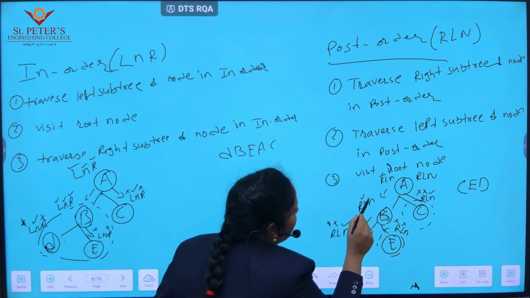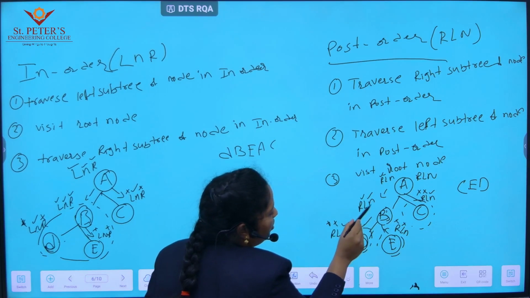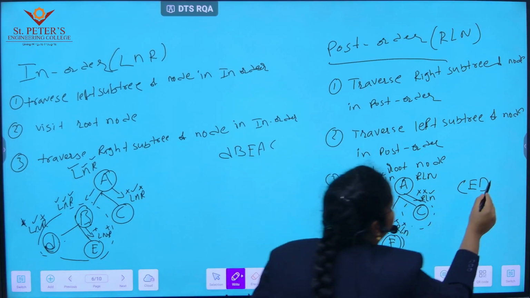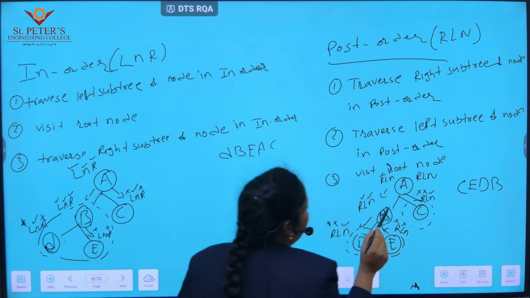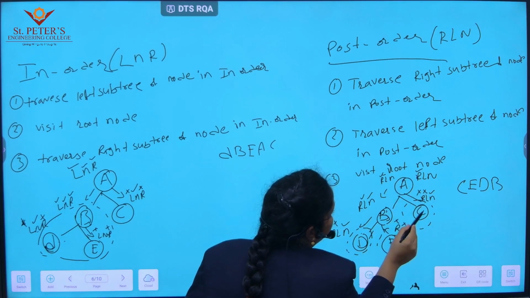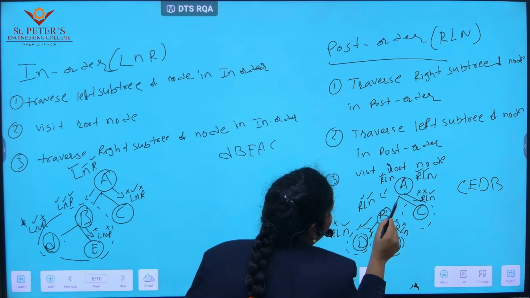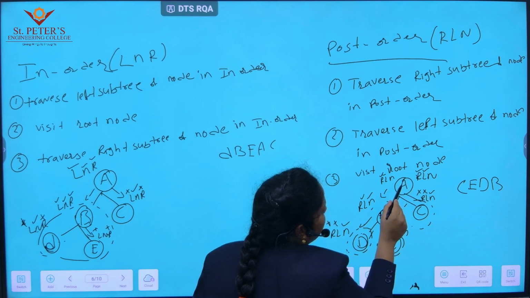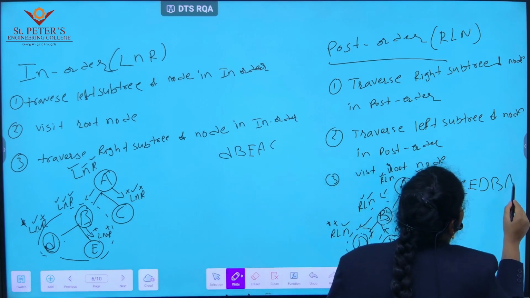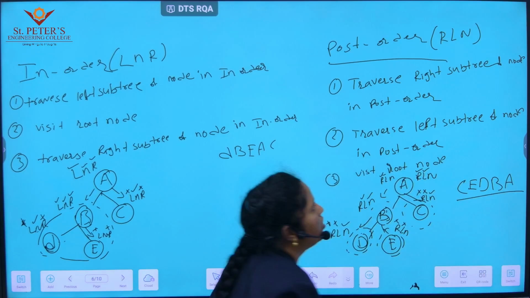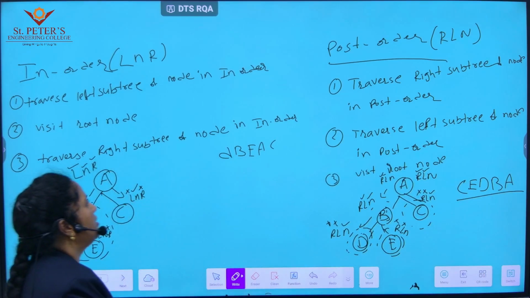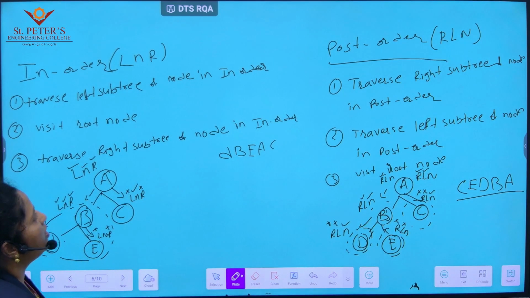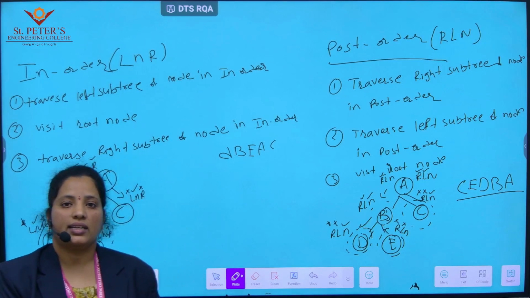Next, what is the last step? Node. Visit the node. What is the node here? B. So complete right part also completed here. Complete left part also completed. So what is the last step here? N. N is there? Yes. What is the N? A. So this is the post order technique, and these three are the binary tree techniques.